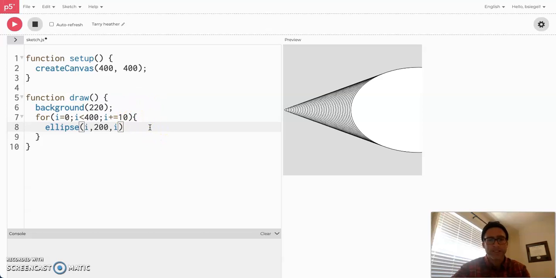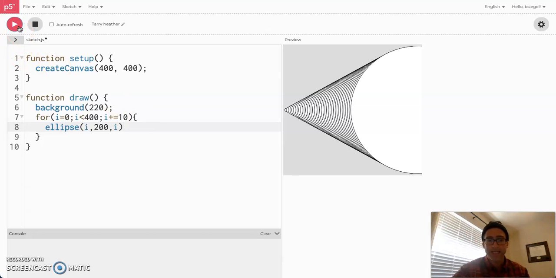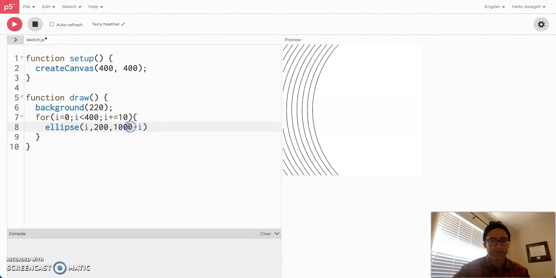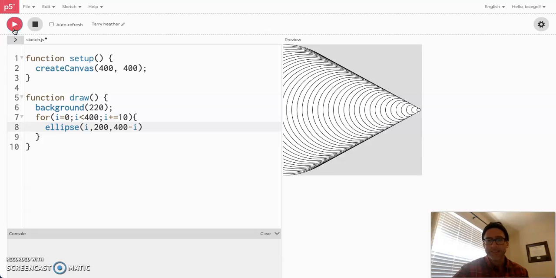So the point of the matter is, if you shift that third or fourth number, which is the width and the height of it, you could make that increase. You could also make it get smaller. So maybe you could start at 1,000 and do 1,000 minus i. Oh, that's too big. Let's do 400 minus i. And you get this kind of cool effect, right? It looks like this downward pyramid.